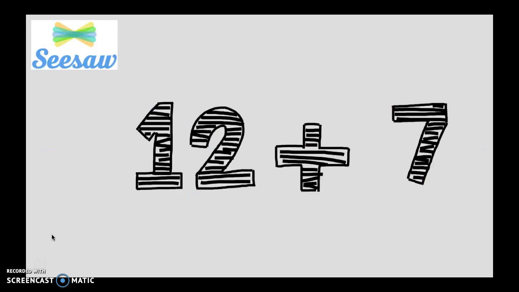Friend, it's your turn. This is the problem I want you to seesaw to your teacher. 12 plus 7. And what I would like you to do is I want you to show me the number bond for 12. And then a number sentence where you add your 1s together, and a number sentence where you add the 10s. Good luck, friend.